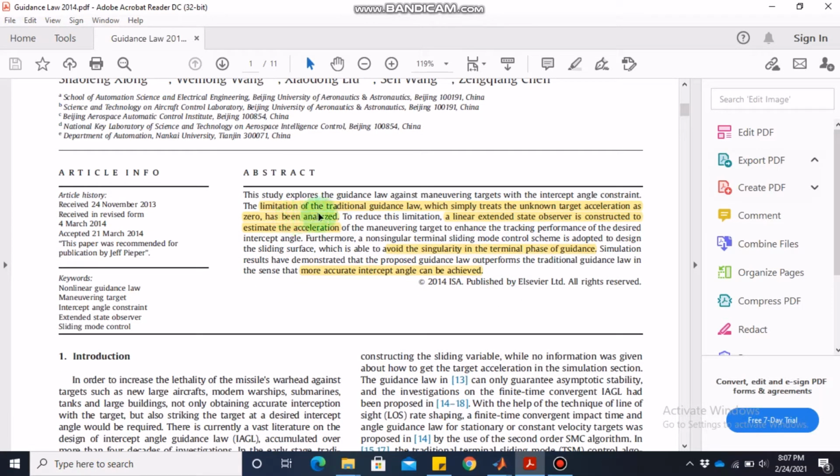The paper presents the limitation of the traditional guidance law, which simply treats the unknown target acceleration as zero, and that has been analyzed in this paper. A linear extended state observer is constructed to estimate the acceleration, and that we will also implement in Matlab.